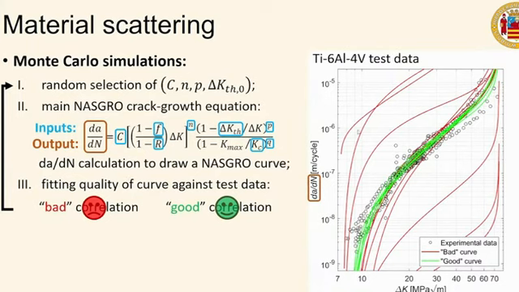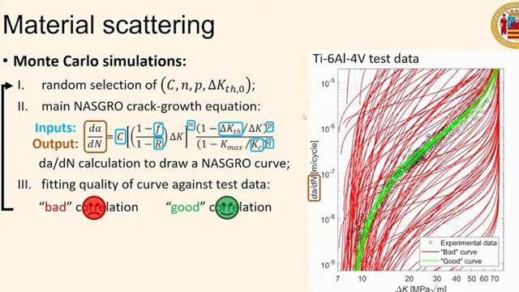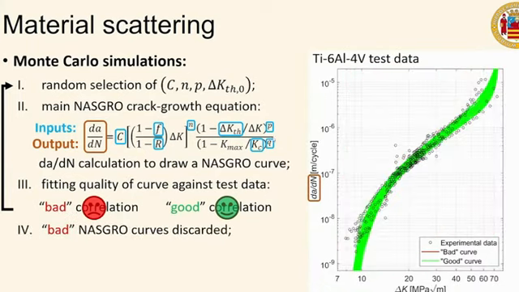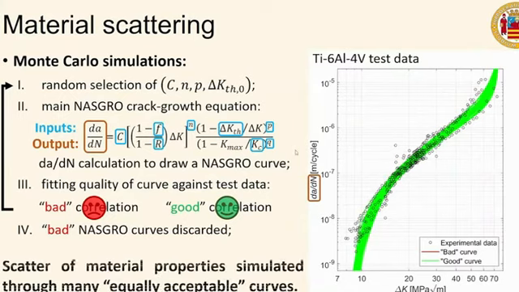We repeated this a lot of times, and then we removed the Nesger curves that did not provide any satisfactory correlation. Then at the end of the calculation, we simulated the scatter, the span of the experimental data, through many, let's say, equally acceptable values. And we used one curve for each simulation, for each Monte Carlo simulation.